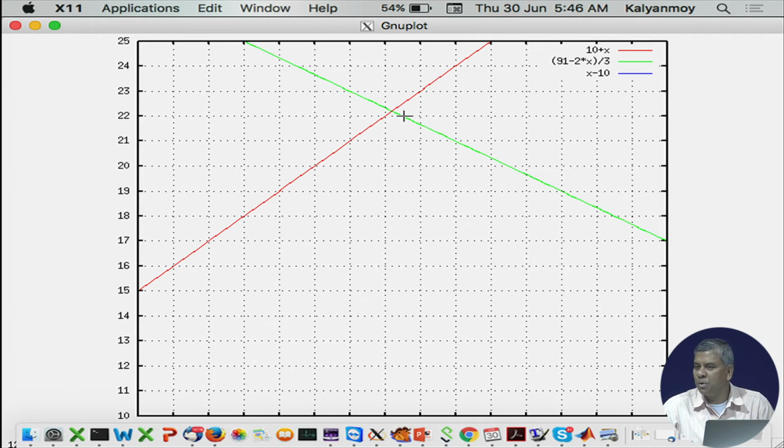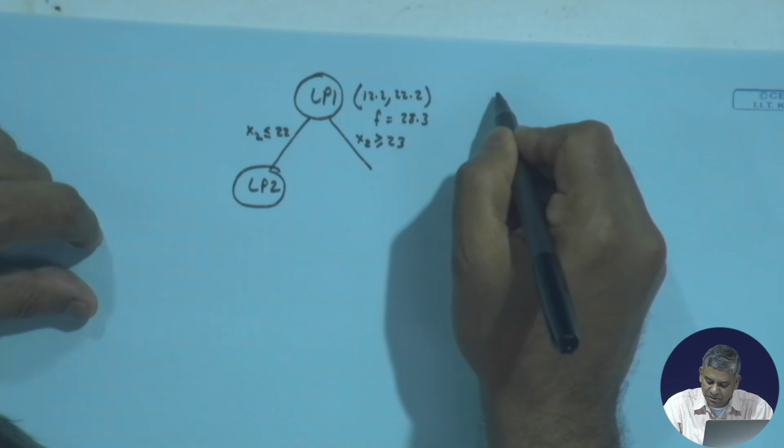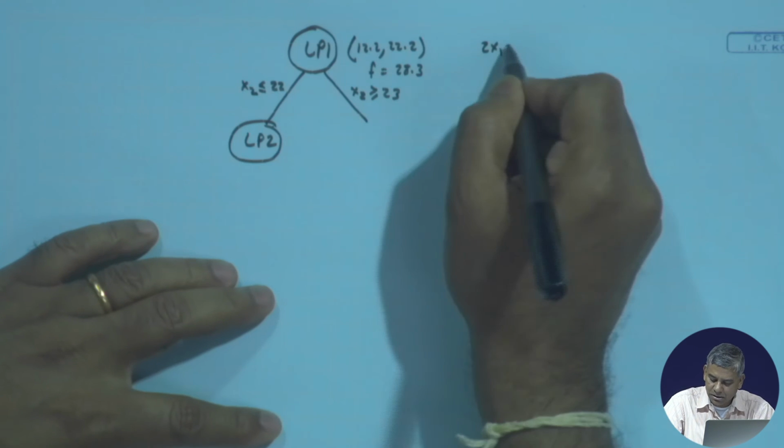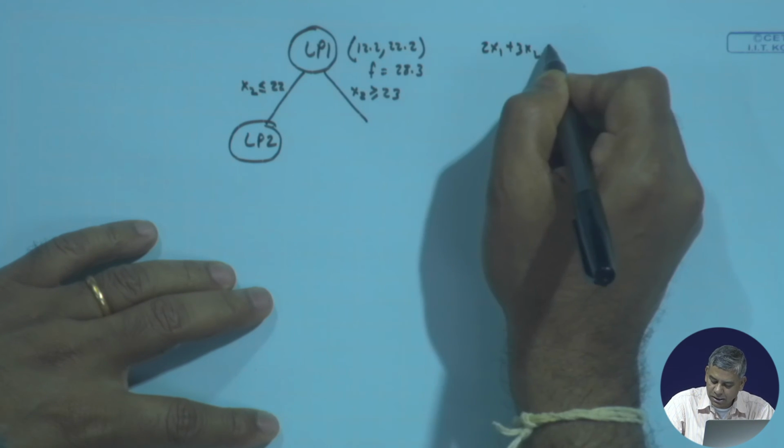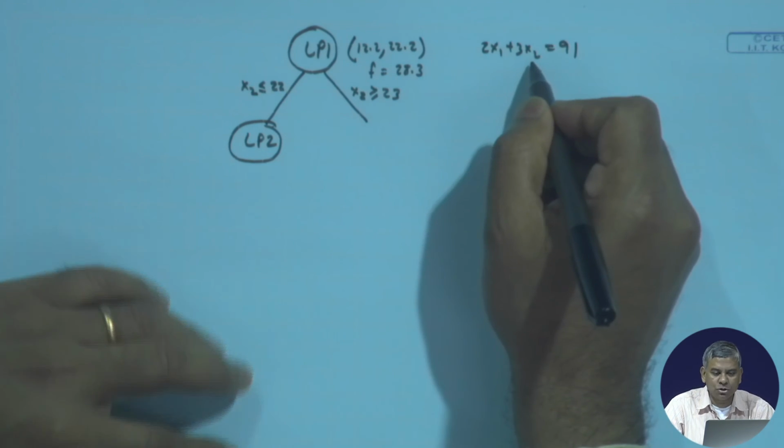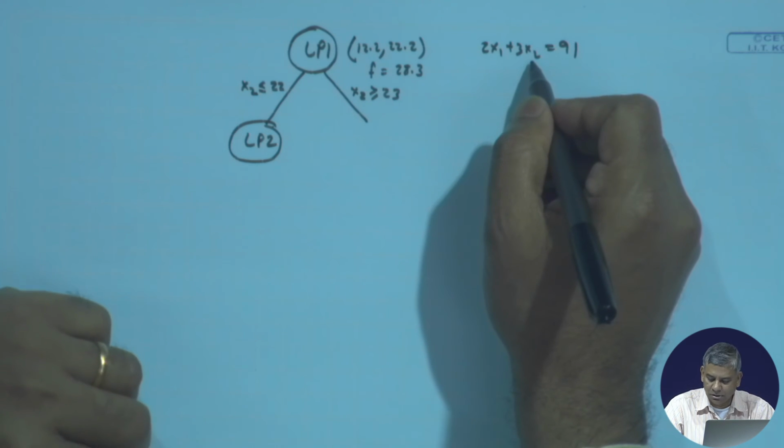So how do I find this point? To the green line equation, I will set x2 equal to 22 and solve and find what is x1. So the green line is that inclined line. 2x1 plus 3x2 is equal to 91. So put x2 equal to 22 and find x1.